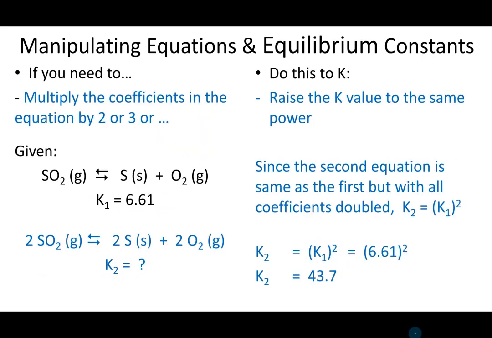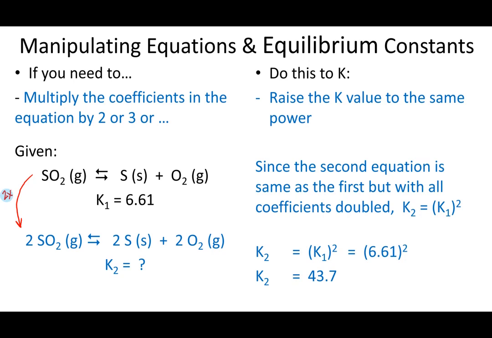As we look at the second kind of manipulation, this is when we want to change the coefficients by some multiple. Looking at the original equation from the last slide, where SO2 is decomposing into sulfur and oxygen, the only difference between that and the second equation on the page is that we're doubling all the coefficients. So we've doubled all the quantities, the moles. Instead of 1 mole of SO2 decomposing, we have 2, and of course 2 moles of everything in the output as well.